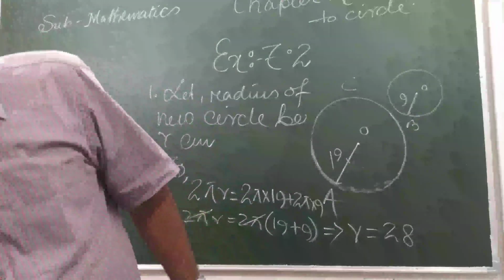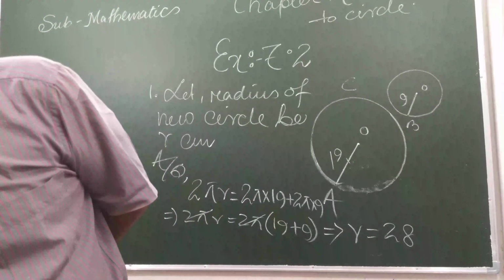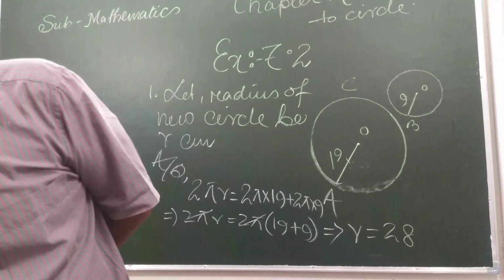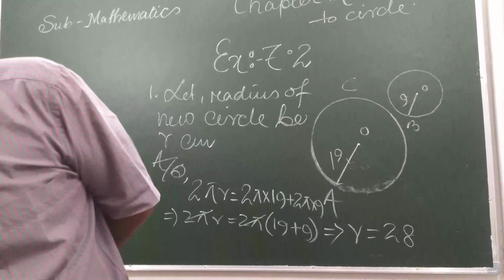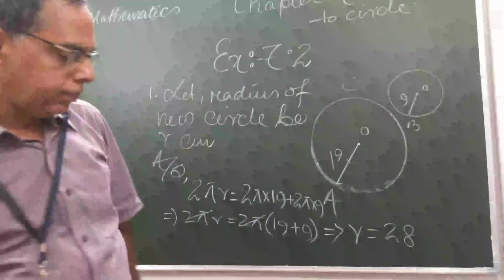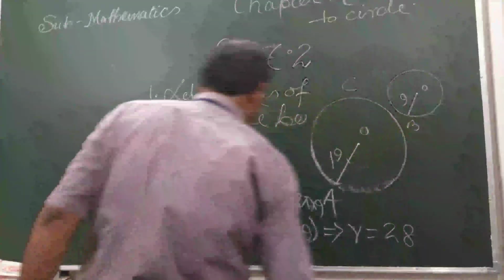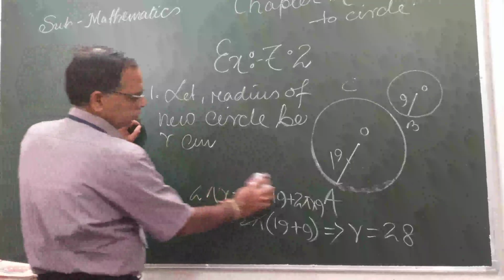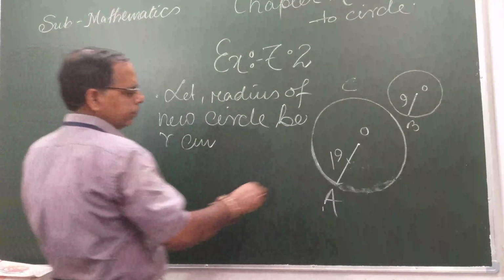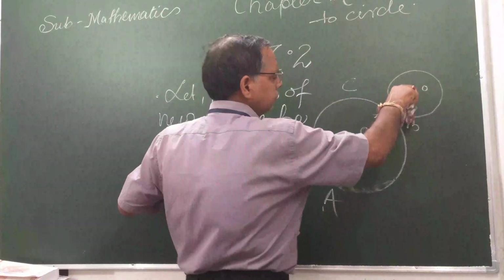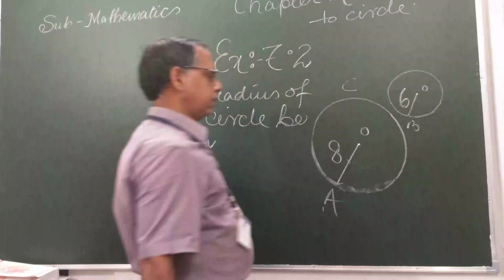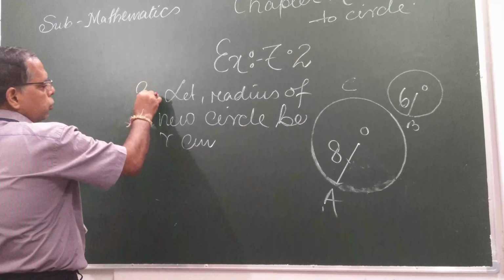So let's see. The radii of the two circles are 8 cm and 6 cm respectively. Find the radius of the circle having area equal to the sum of the areas of the two circles. This part will remain the same, there is no change. Here it will be changed: one will be 8, and the other will be 6. So this is question number 2.